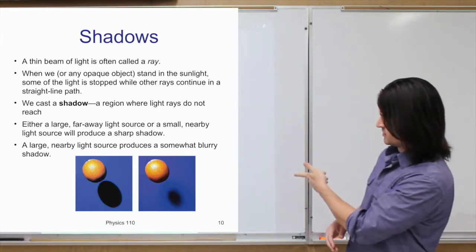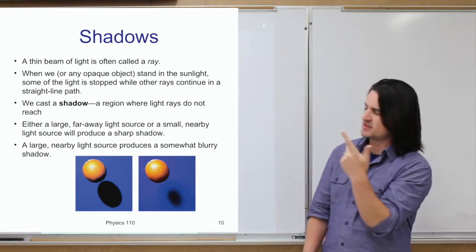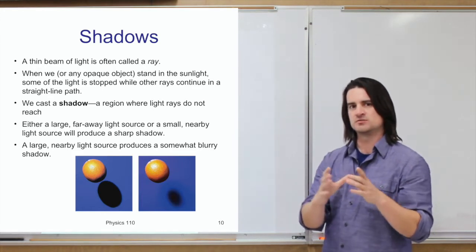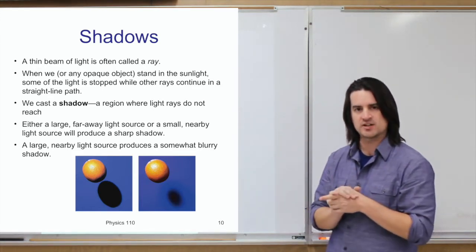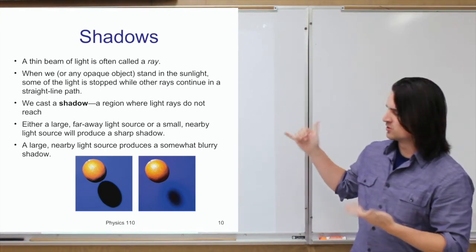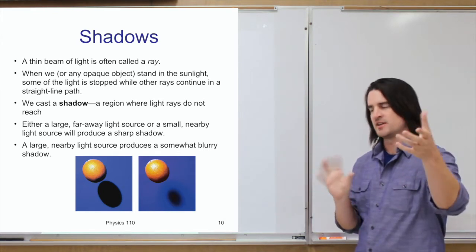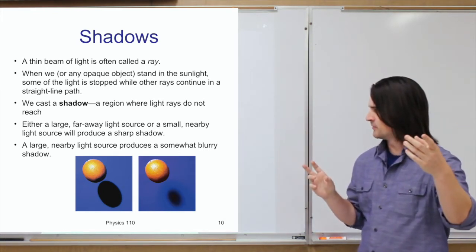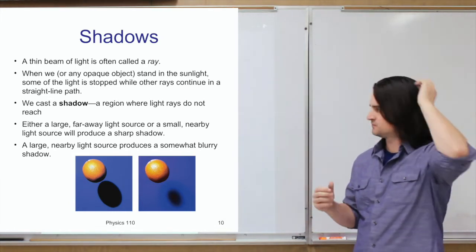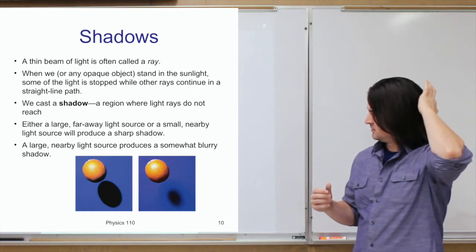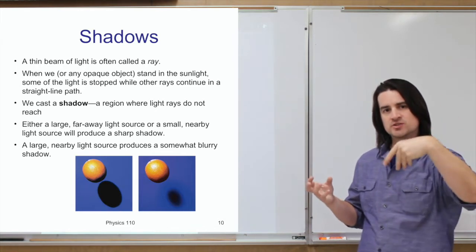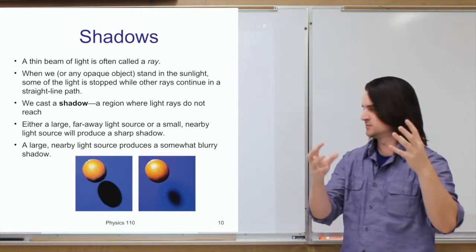So like this orange, it's casting a shadow. And the kind of shadow it casts, whether it's a very sharp edge, a very clear, distinct shadow, or kind of a fuzzy shadow, depends on a couple of things, right? It depends on whether the light source that's being blocked by that object, like this orange, is a very large light source and very far away, like the sun, or if it's a small light source but it's very close, like a desk lamp.